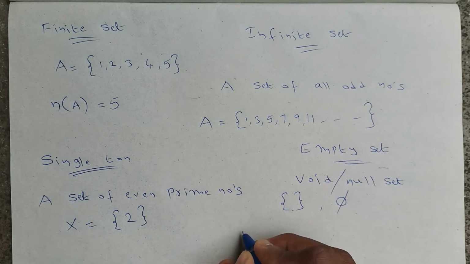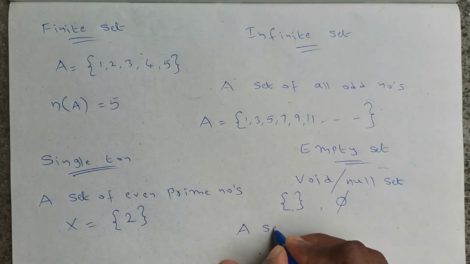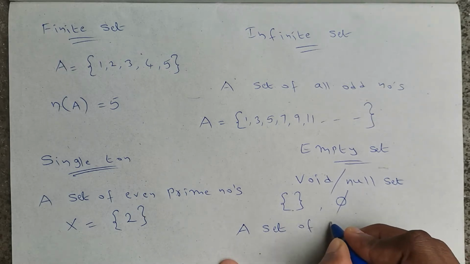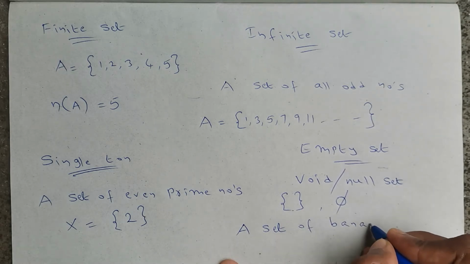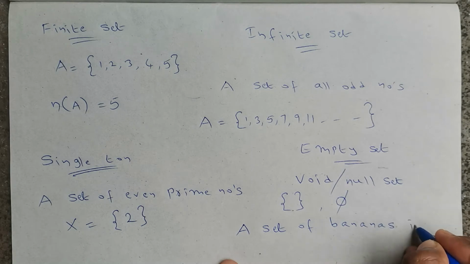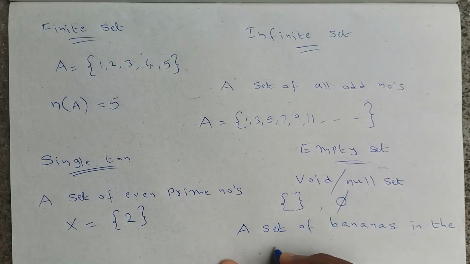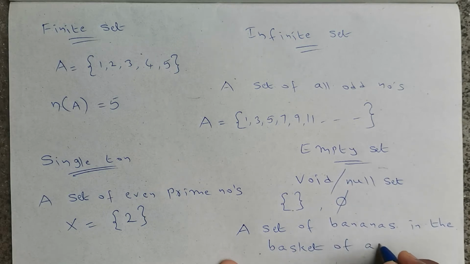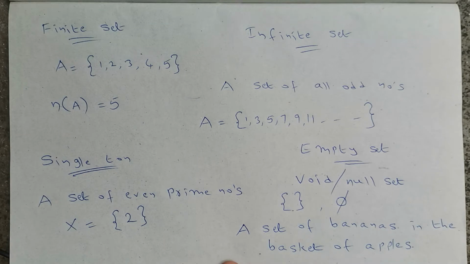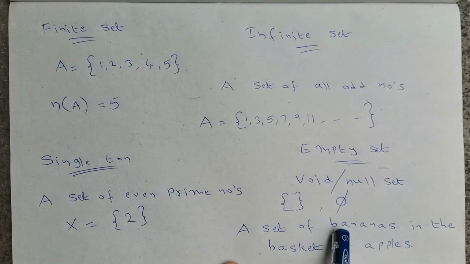For example, a set of bananas in the basket of apples. Observe here, a set of bananas in the basket of apples. Here it is clearly mentioned basket of apples. So the basket has only apples, but we want bananas in that, which is impossible. So this is an empty set.